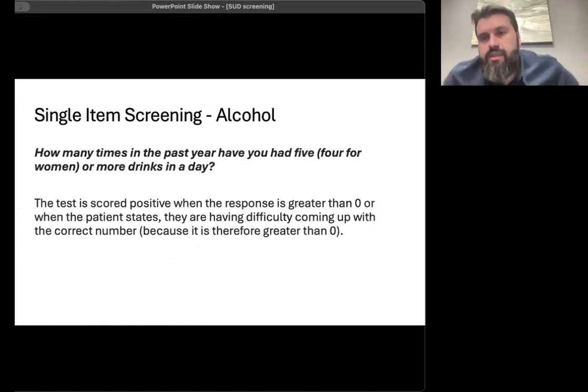All right, so let's jump into these tests a little bit further. What is the single item screening for alcohol? It's a very simple question, and based on that, it's either positive or negative. The question you'd typically ask is, how many times in the past year have you had 5 for males or 4 for females or more drinks in a day? The test is scored positive when the response is greater than 0. So if someone says they do this at least one time, you know it's a positive test result. Or if they can't come up with a number, then that's probably a positive as well. And that's already been an effective screening tool.